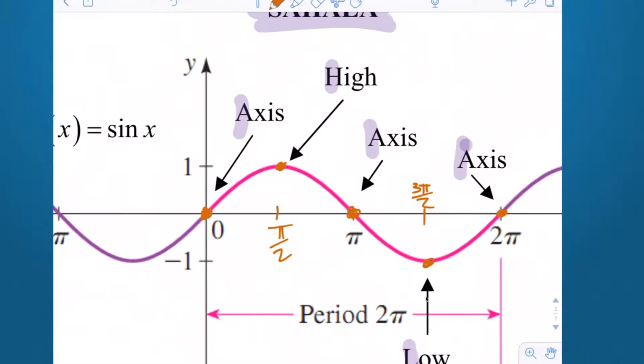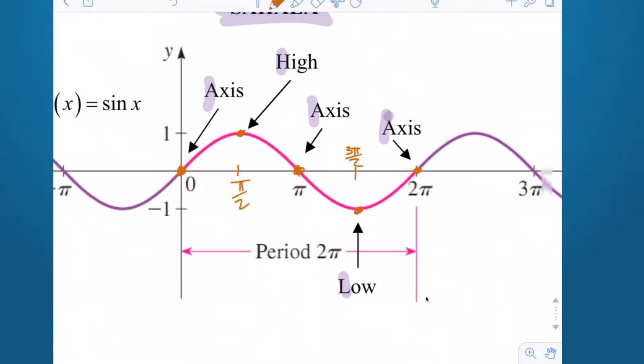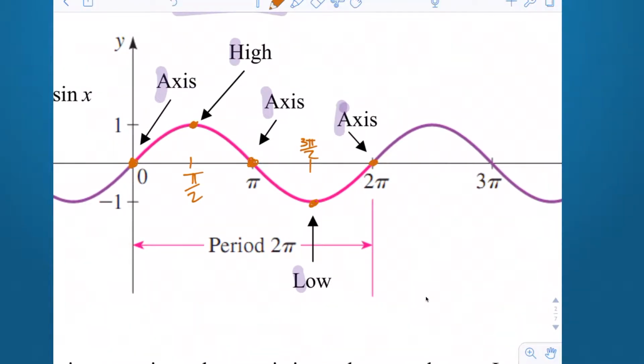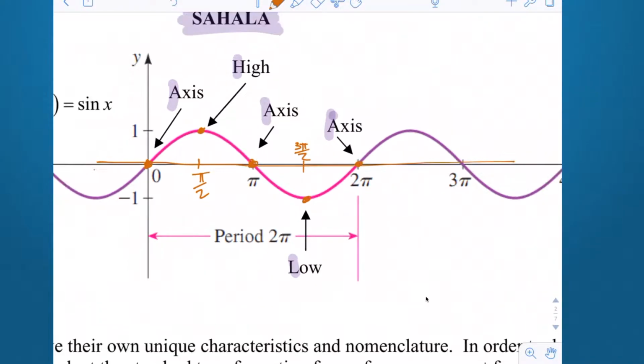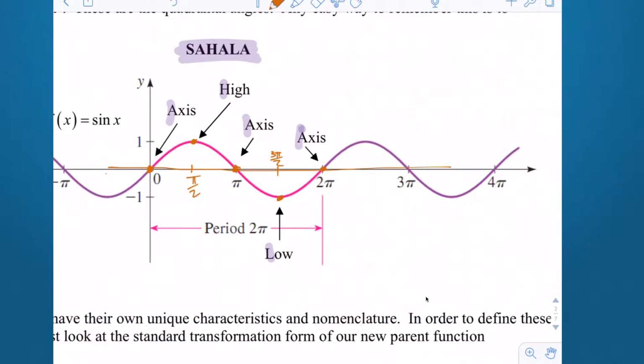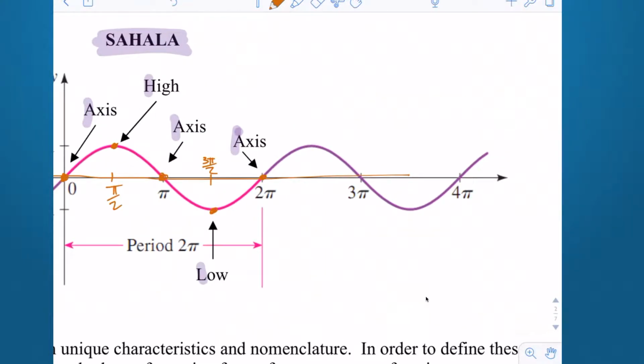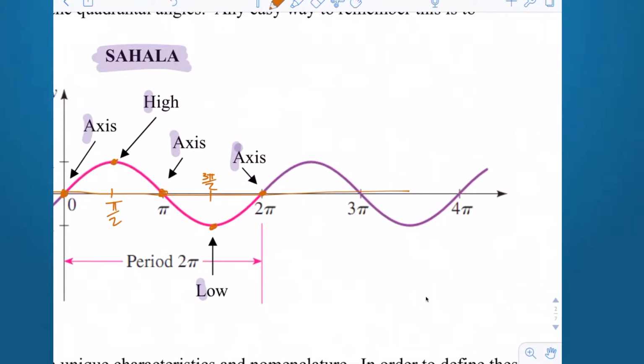Now, because it is a sine wave, there are certain things associated with it, okay? The first thing I want to define is the center line that runs right through the middle of the graph horizontally, which we're calling the axis. It isn't always the x-axis, but it is always called the sinusoidal axis. The sinusoidal axis.